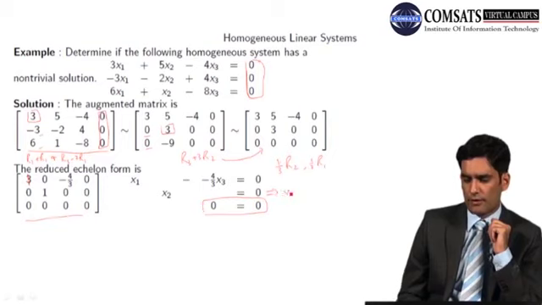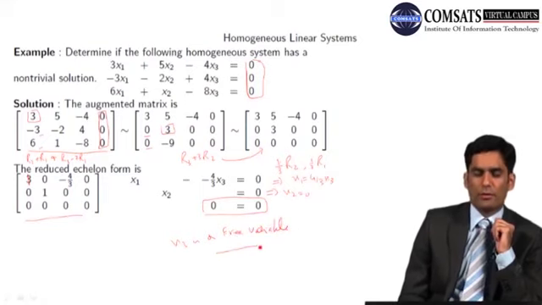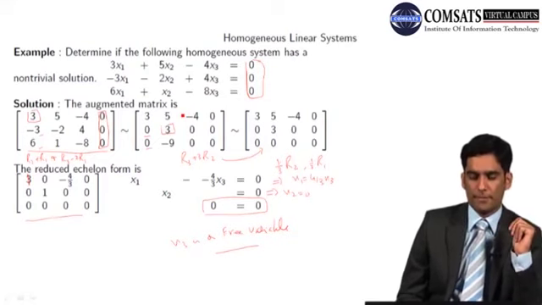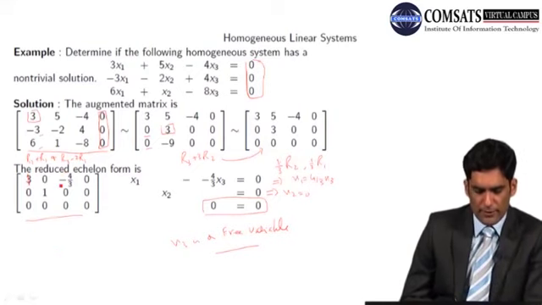so I am having the value of x2 equals 0. And the first equation gives me x1 equals 4 by 3 times x3. So I have a free variable. x3 is a free variable. So our homogeneous system of linear equations has a non-trivial solution. In fact, I can write the solution set.